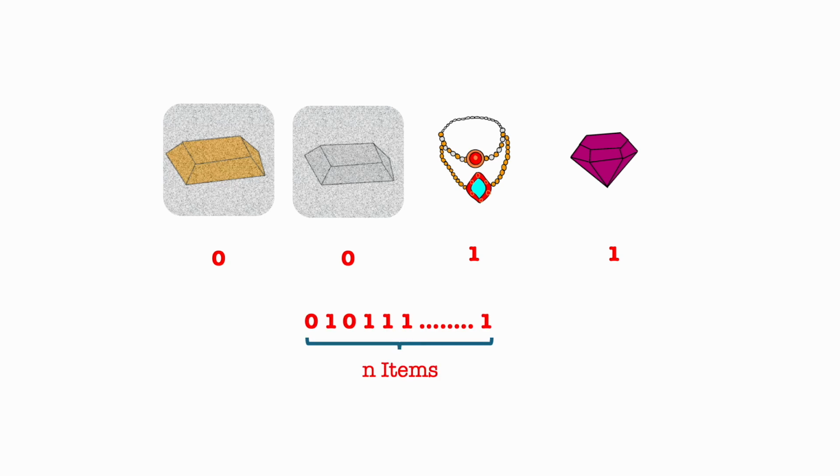If there are n items, there will be such n representations for n items. For example, if there are 6 items, which means n equals 6, then we have a string of ones and zeros of length 6. For this video, we considered the case of the thief with 4 items to explain the knapsack problem.